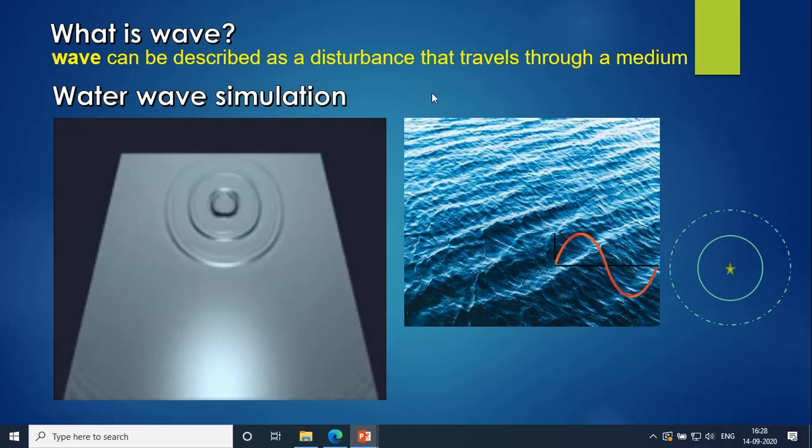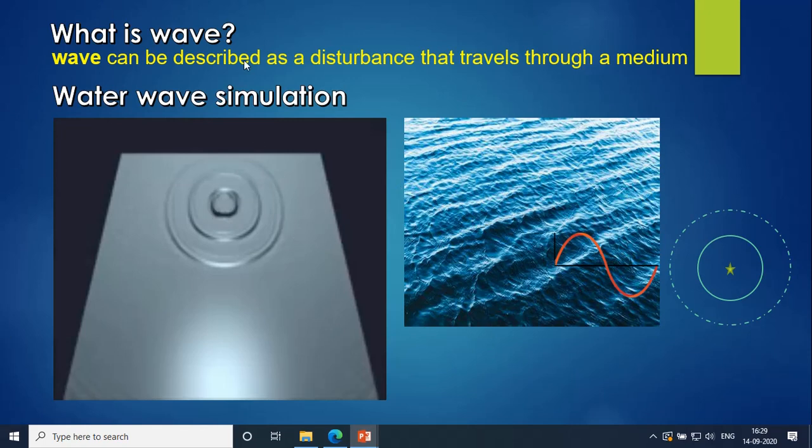So this visualization of wave is very important, because I am going to correlate this concept of wave with light. My idea is to connect the imagination or visualization of this wave to the light. So my point is, light also travels in the form of wave, just like water wave. So this is what I wanted to convince.